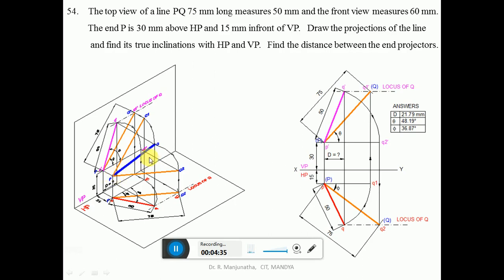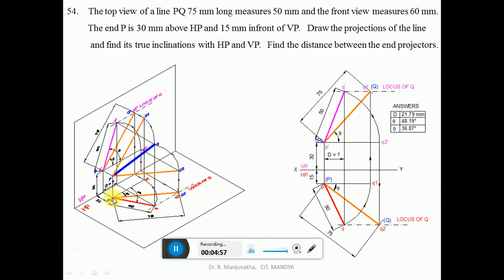You measure this distance 60 and draw a vertical projector here, and then with P as center, cut an arc on this, so that you are going to get this point which will be Q2, and the length of this line will be equal to 75 mm. So this is the front view line. When it is made parallel, you are going to get the true length in HP.